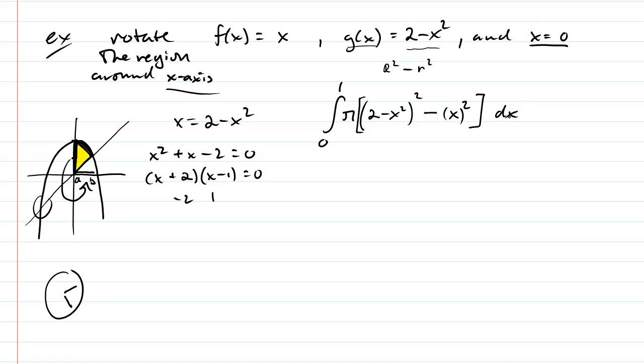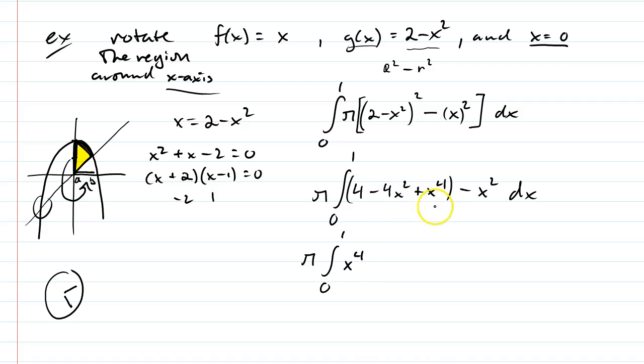Alright, to clean this up a little bit, I'm going to put the pi outside. I'm going to FOIL this right here. 4 minus 2x squared plus x to the fourth. Sorry, that should be 4x squared, I believe. Okay, and then we're going to be subtracting an x squared. And I'm just going to rewrite it one more time to be careful here. 0 to 1. I'm going to put the x to the fourth in front. It's going to be minus 5x squared plus 4 dx.